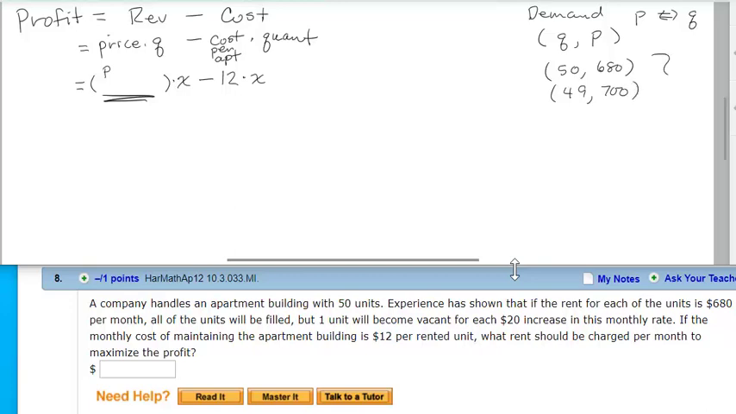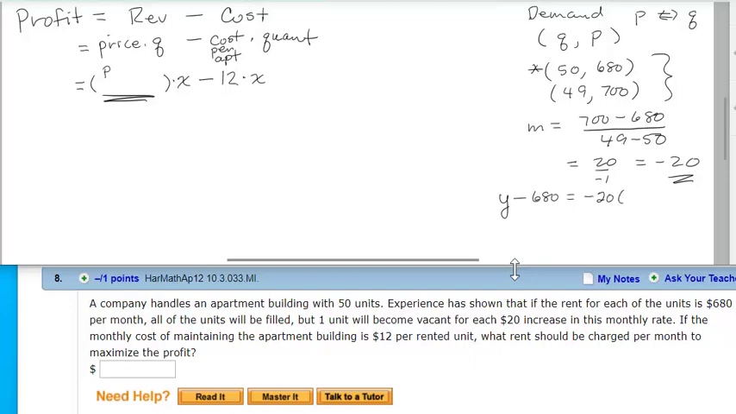I take those 2 data points and I use them to create a line. I need to find the slope. 700 minus 680 over 49 minus 50. That's 20 over -1, -20. Take your slope, pick your favorite data point. I'll pick this one. And y minus, plug in the y coordinate, will equal slope, -20, times x minus, plug in the x coordinate.